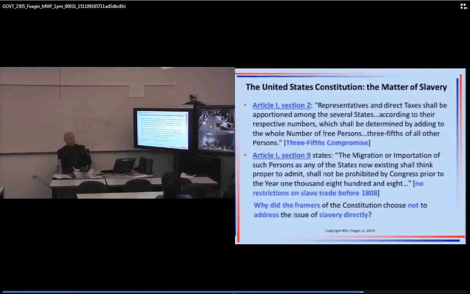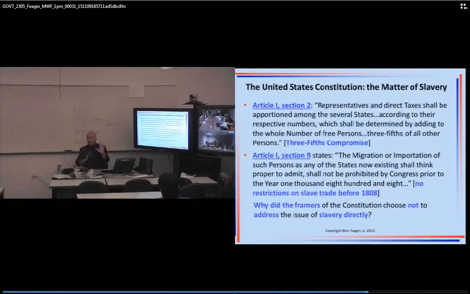If you can at least take down Article 1, Section 2 and the 3/5 compromise, now if you must have the exact verbiage, you can always Google that, right? What does Article 1, Section 2 actually say? You Google that, and this is what you're going to get: Representative and direct taxes shall be apportioned among the several states according... You don't have to transcribe that while trying to take notes in class. Does everybody understand the point? Just take down key words as this stuff appears on the screen.